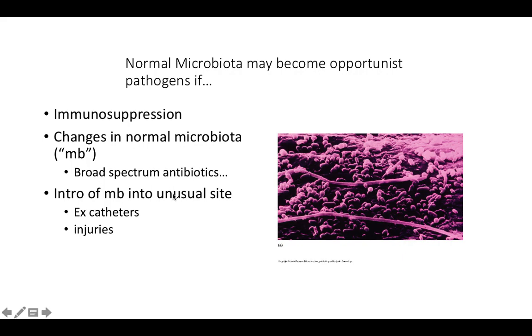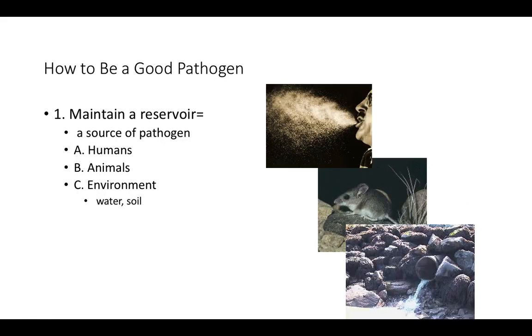And again, if members of the normal microbiome are introduced into unusual sites. So for example, if we have an indwelling IV catheter or urinary catheter, microbes can be introduced into the bloodstream or into the bladder. Injuries, right? We may get skin microbes introduced into deeper tissues where they can cause true infections.